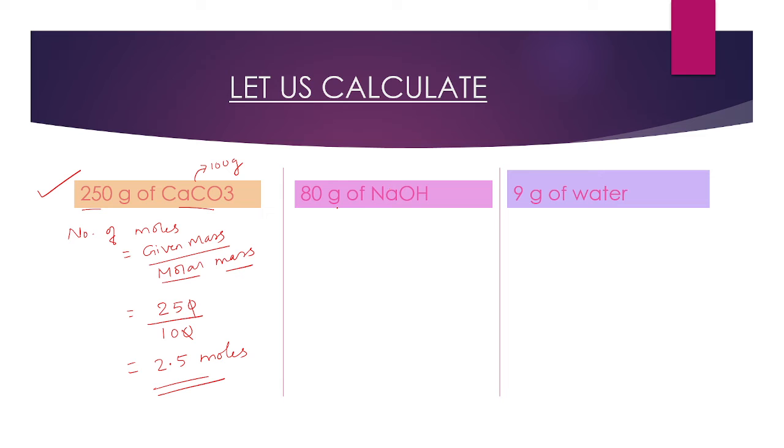Same way we can do the next question, 80 grams of sodium hydroxide. So what will be the number of moles? Number of moles is equal to given mass, that is 80 here, divided by the molar mass. How to get the molar mass of sodium hydroxide? You have to take the masses of each one. Sodium is 23, plus 16 for oxygen, plus 1 for hydrogen. So total you will get 40 grams. So this 40 you will place here. So how much is the moles? 2 moles.